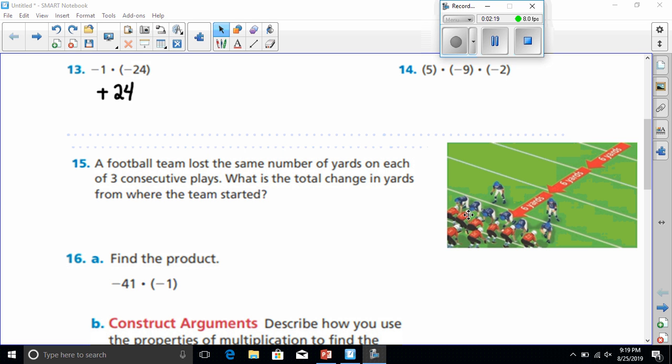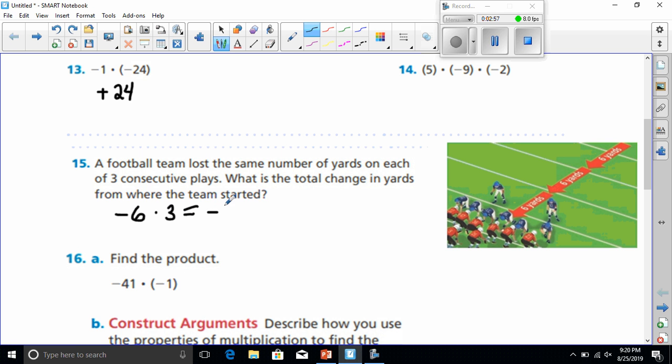To do this problem, I had to go find the picture that was in your book and paste it on here, and that way it makes more sense, because we really didn't know by looking at the question exactly how many yards they lost each time. But as you see, the picture states we have 6 yards, 6 yards, and 6 yards. So that means they lost the same number of yards, 6 yards each time, 3 consecutive plays. Since we lost it, it's -6, and 3 consecutive plays, that's going to be times 3. We have a positive times a negative number, that's going to be -18.